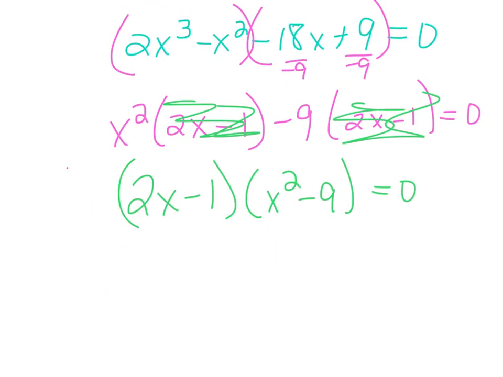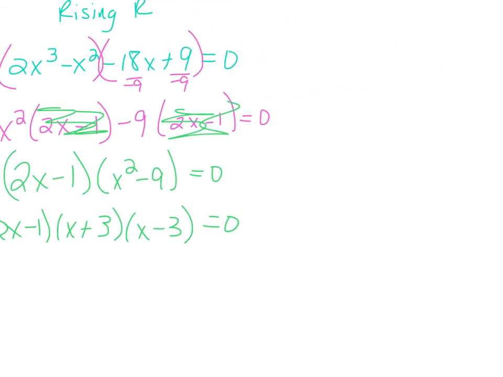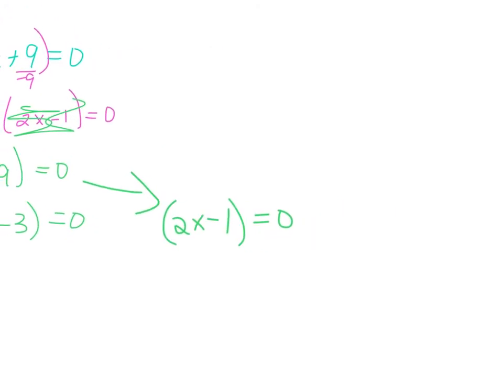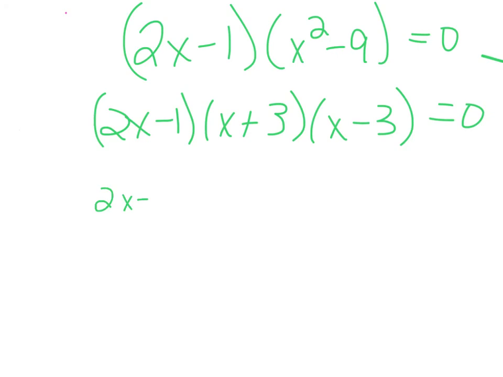What do you notice about x squared minus 9? It is the difference of perfect squares. That factors out into what? X plus 3, x minus 3. Some of you will do it that way and you'll solve from there. Some of you will not see that, and that is okay. You can also write over here 2x minus 1 equals 0 and x squared minus 9 equals 0. You'll get the same exact answers. Watch. If I solve each piece, 2x minus 1 equals 0, x plus 3 equals 0. Sorry, x minus 3 equals 0.